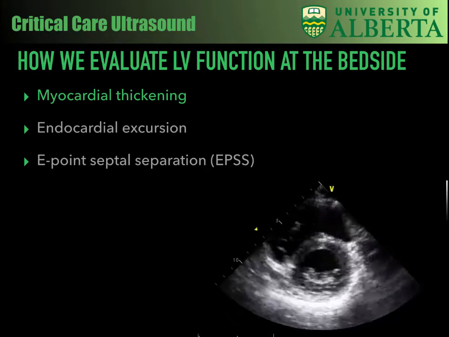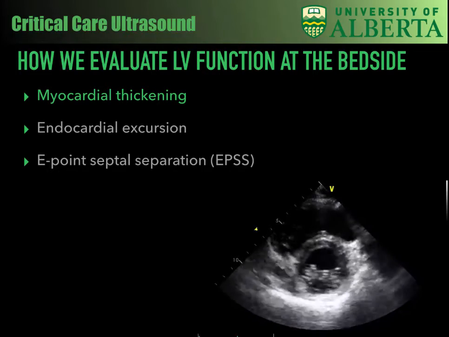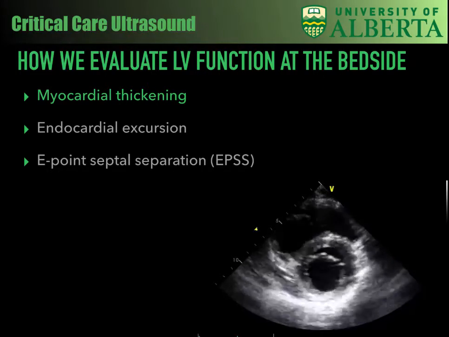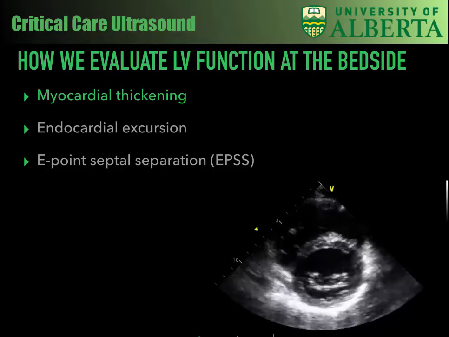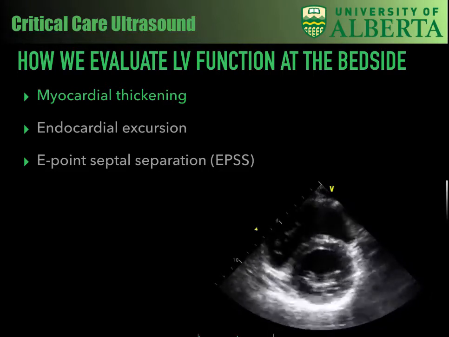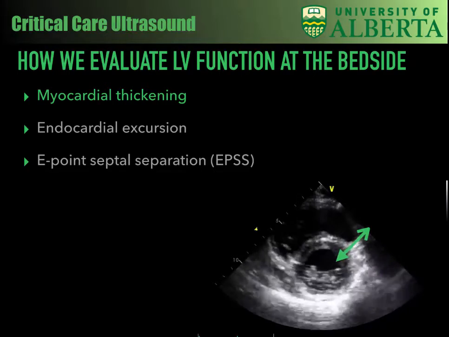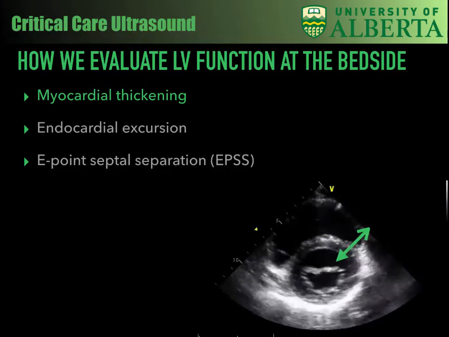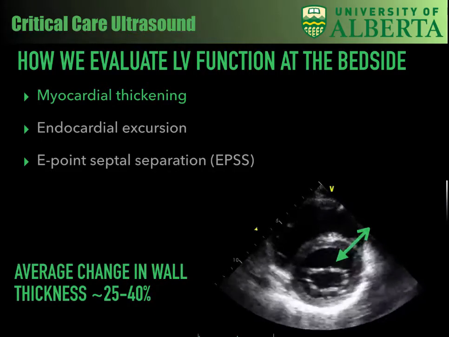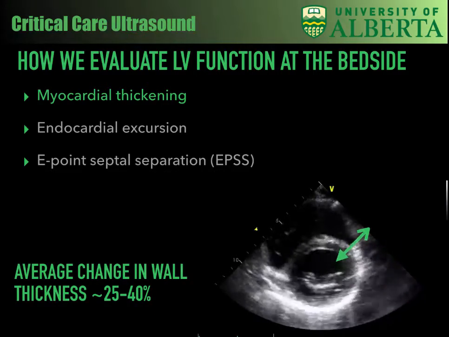So how do we evaluate LV function at the bedside? Well, there are really 3 important parameters. First of all, myocardial thickening, next endocardial excursion, and finally E-point septal separation. First of all, from a myocardial thickening perspective, the myocardium should thicken around 25 to 40%. That's the average change in wall thickness.